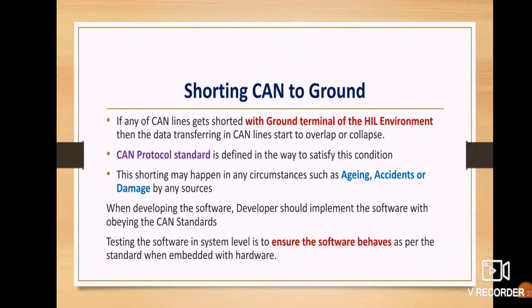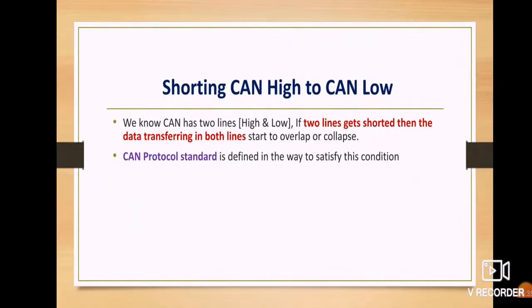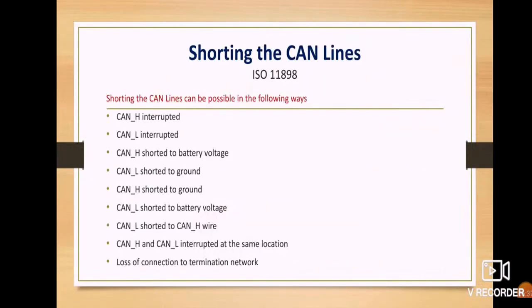So these are the three conditions that we have seen. In the same way, you can look at the interrupt. Interrupt means you just unplug the wire. For CAN low interrupt, we unplug the wire, and for CAN high and CAN low in the same location, you just unplug both at the same time. So that is what is expected.